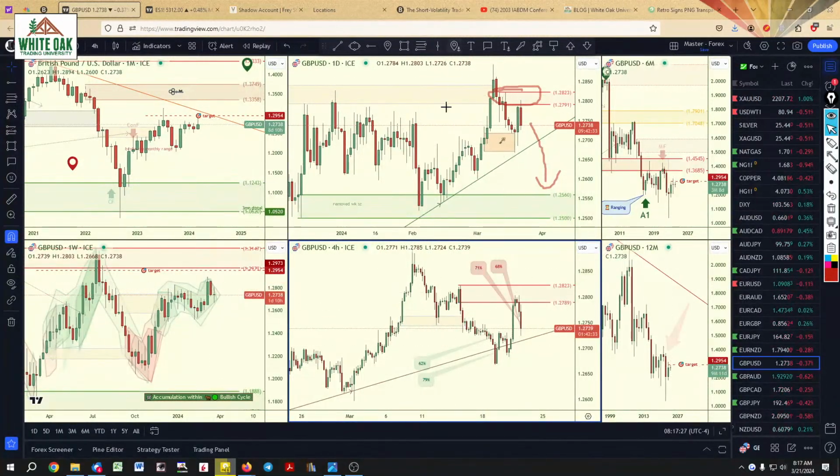So from what I'm seeing, we have supply in play. Retail traders added to shorts as price was rallying. Okay, they did it again, same thing. Added to shorts as price was rallying, and now they're offloading their positions.